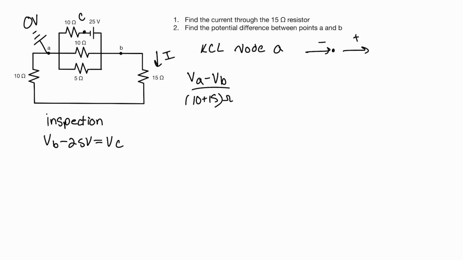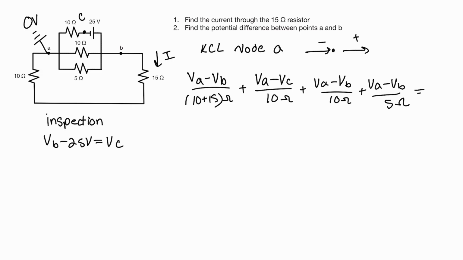25 ohm, and then the next one I'll start up here and then I'll go down each branch. So then we have VA minus VC over 10 ohms, and then VA minus VB over 10 ohms, and then VA minus VB over 5 ohms, and then we set that equal to 0. And then we know, because we set A to ground over here, that all the VAs will become 0. So I can rewrite that.